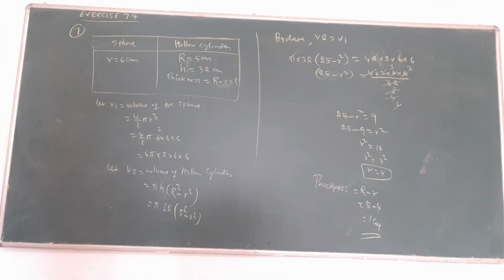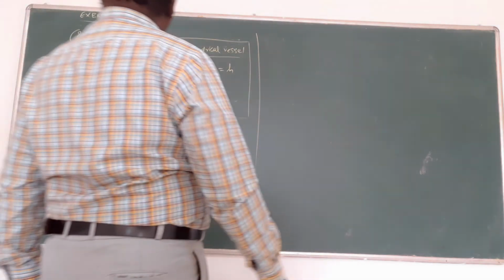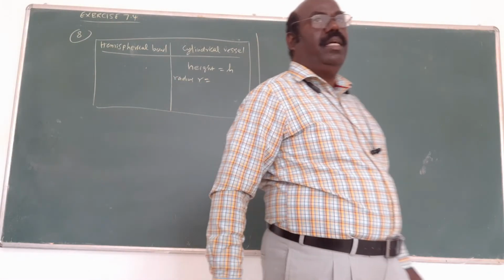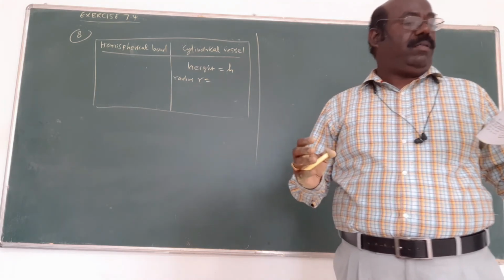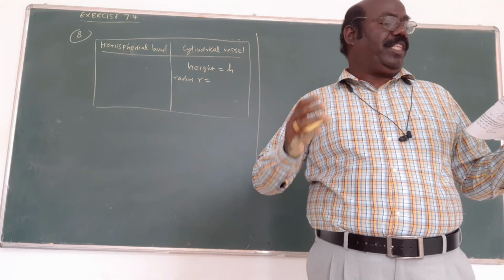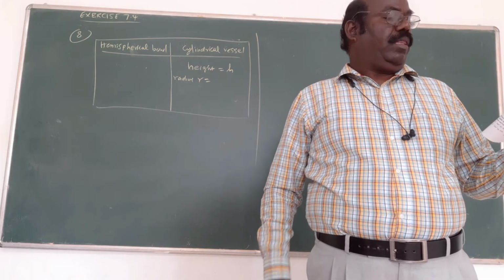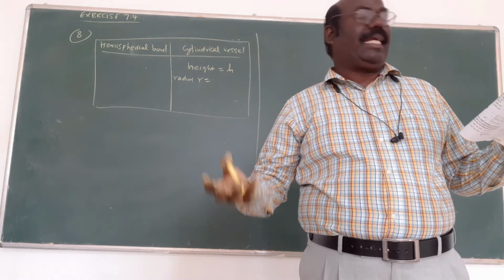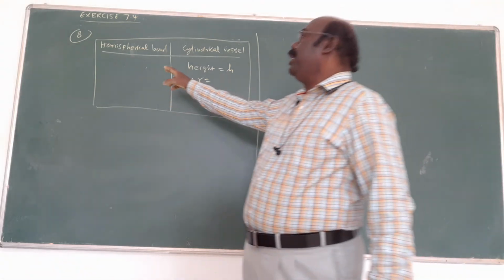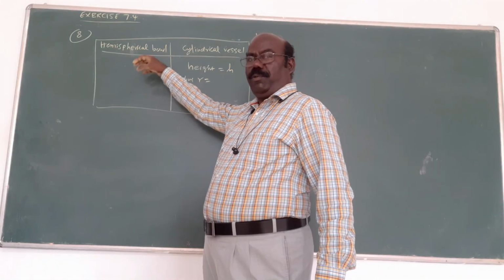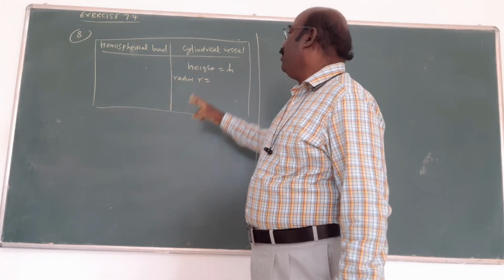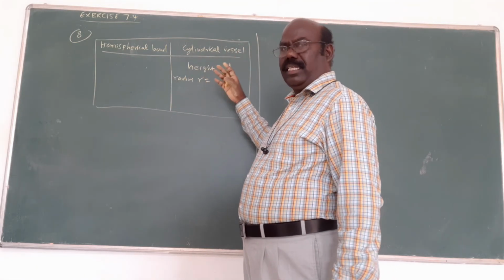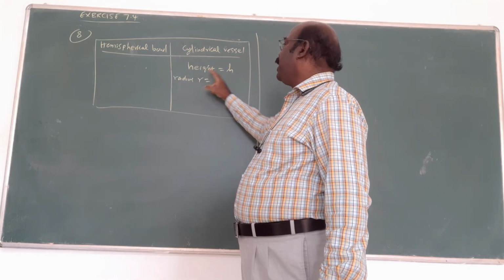Now listen here. 8th question. A hemispherical bowl is filled to the brim with juice. The juice is poured into the cylindrical vessel. First, the hemispherical bowl full of juice is poured into the cylindrical vessel. Now the height is h. Height is h only.